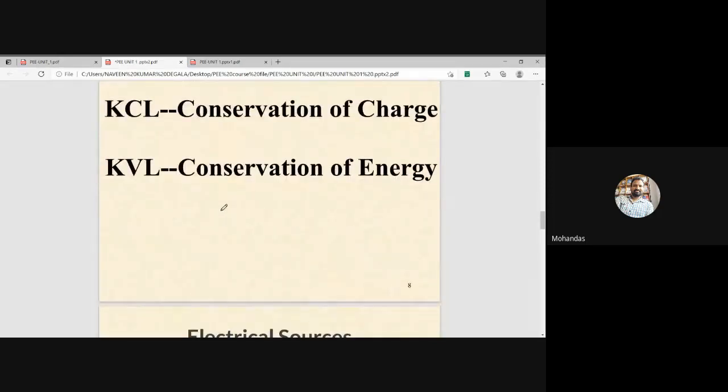I will write a circuit here. Please understand carefully. Let us take a Vs source voltage like that. Polarities are given, plus and minus, and there is an R1 resistor, an R2 resistor, and an R3 resistor.